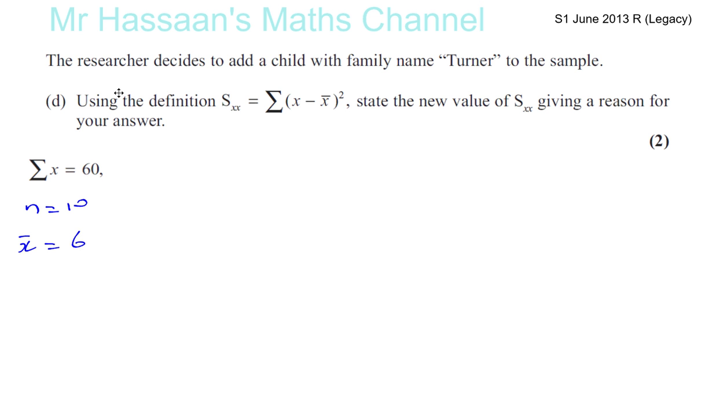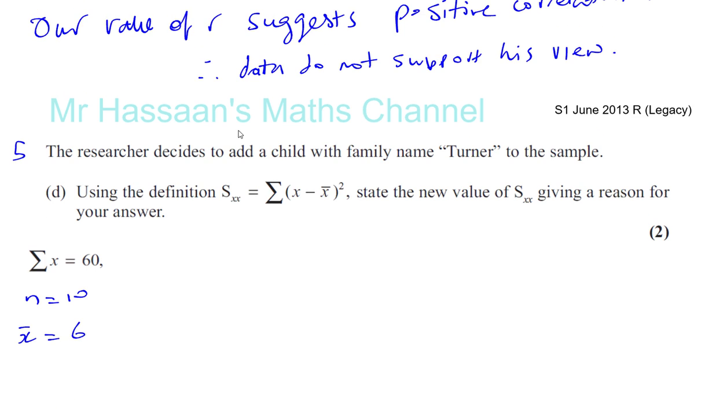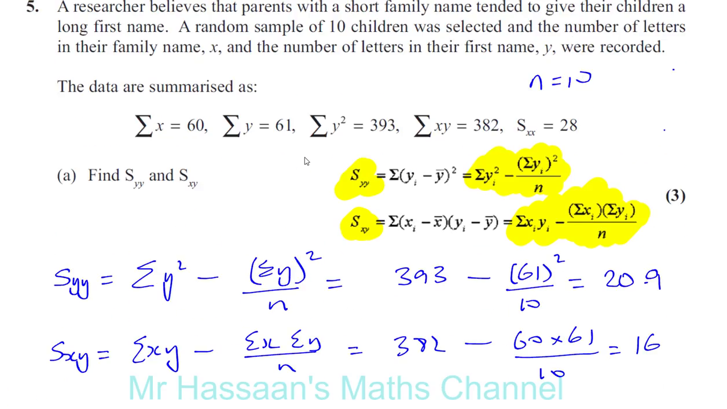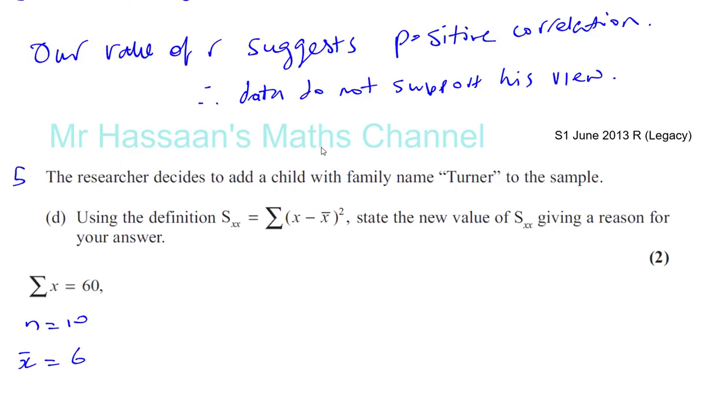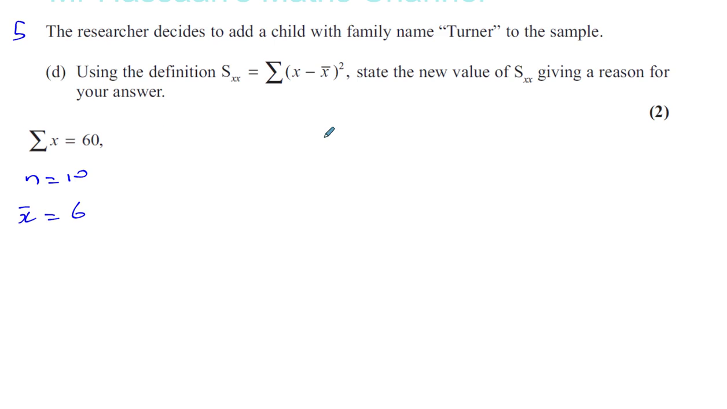Okay, now for the same question, I think it was question number 5 from June 2013, the legacy paper, the R paper. Yes, question number 5. This is to do with the names of the children. The researcher decides to add a child with a family name Turner to the sample. Now, using the definition that how x varies with x is equal to the sum of the difference between x and the mean of x squared, state the new value of Sxx, giving a reason for your answer.